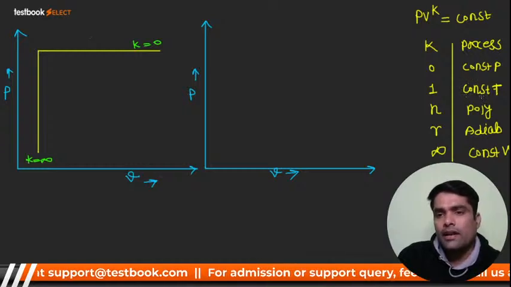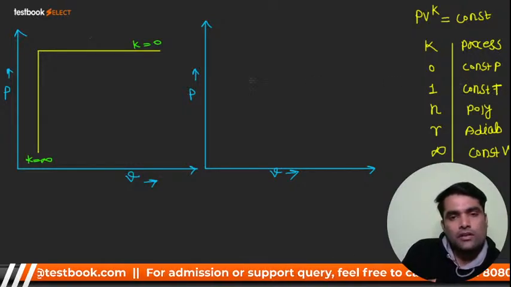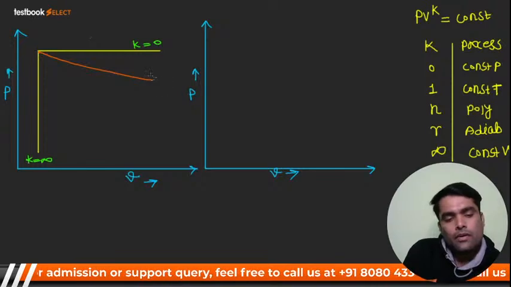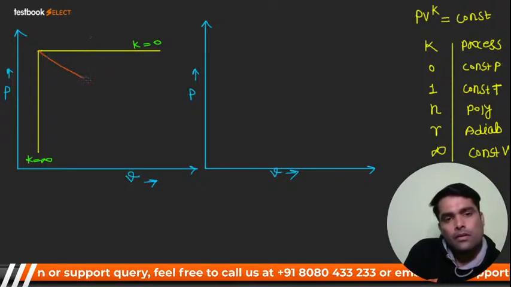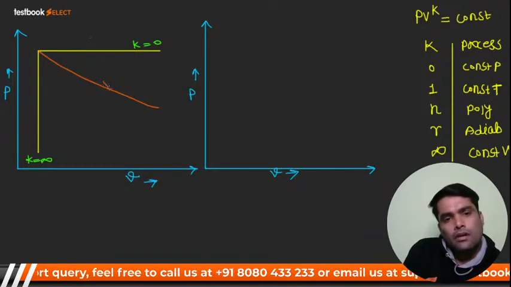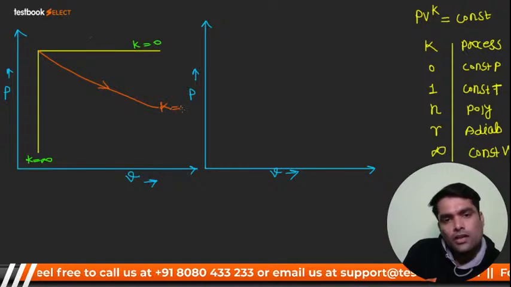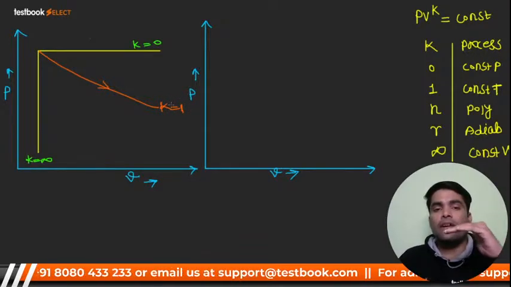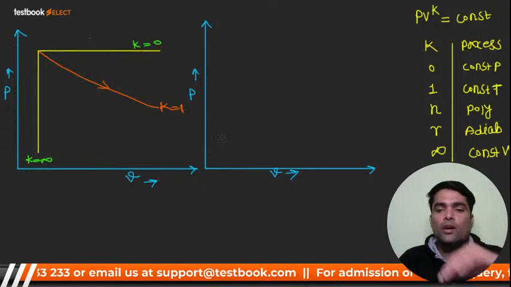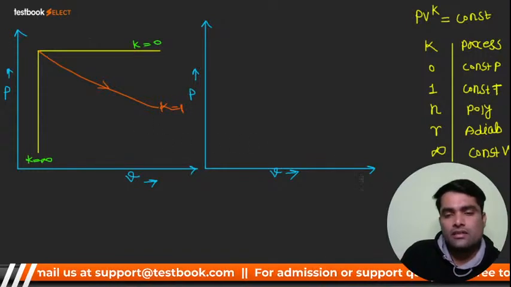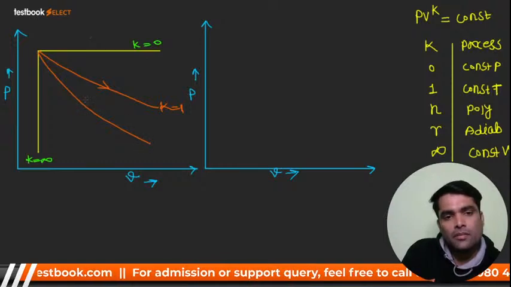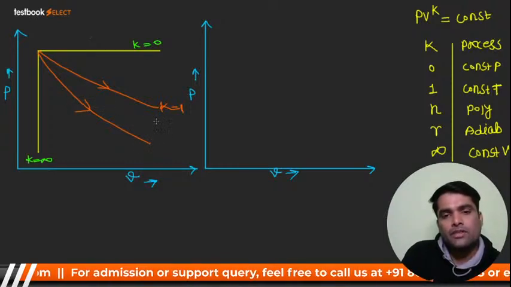Okay, now my dear, टेम्परेचर के लिए कितना है? 1. So I have drawn 1. Very sorry. It is k is equal to 1, and you know that the value of n, that is the polytropic index, is more than 1. So definitely isothermal कर्व से थोड़ा सा steep होगा. See here, it has become a little bit steep.